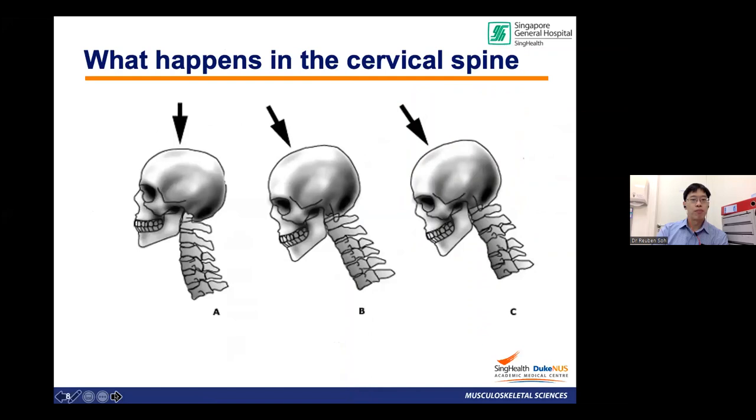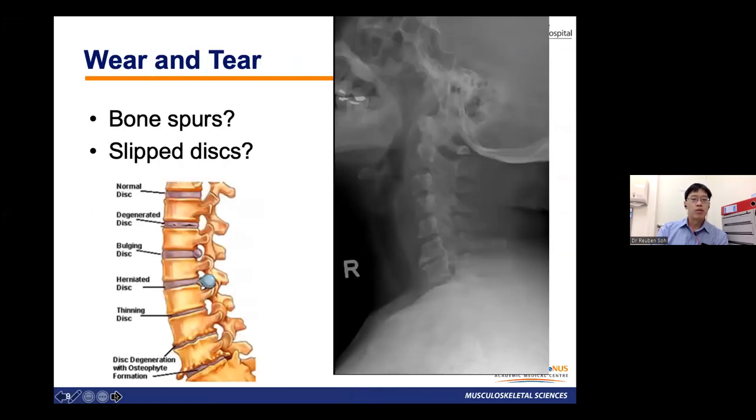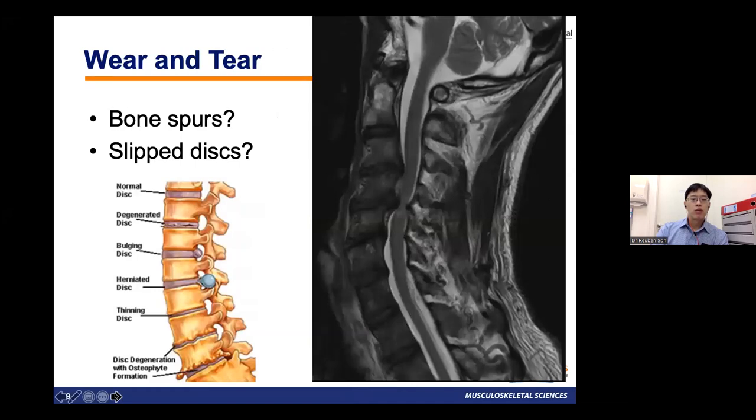So what happens in the cervical spine when you apply a load is that you start having things like bone spurs and slip discs. As you can see here on this x-ray, there are some bone spurs seen in the front of the neck. And when we zoom in onto the MRI spine, which is used to look for nerve compression, we can see these same bone spurs are also seen at the back of the neck, which can cause some compression of the nerves. We also can see mild disc bulges.